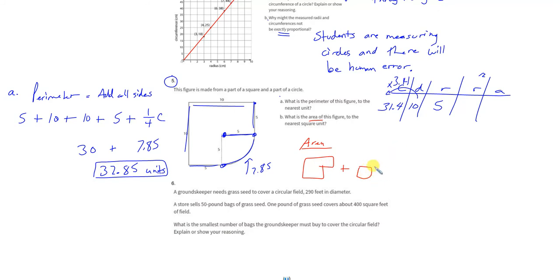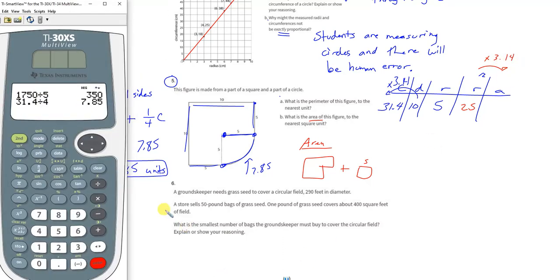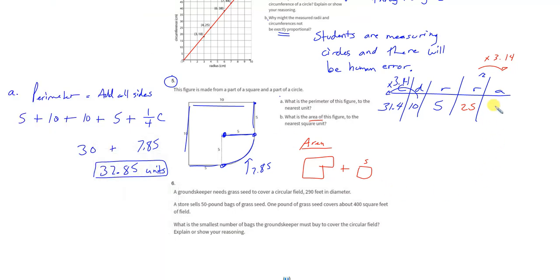First of all, I need to find the area of that circle. I know the radius was 5, so I've got to square that, and then multiply by pi to find my area. So I need to do 25 times pi. 25 times 3.14 gives me 78.5. So this is 78.5. That is the area of the whole circle.